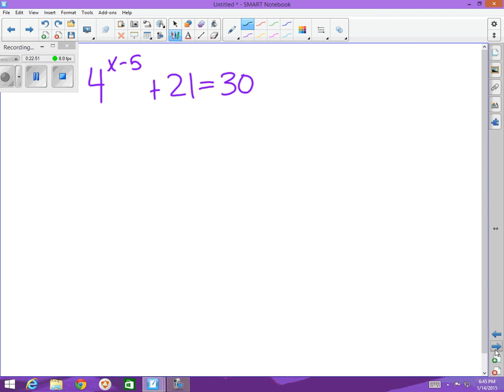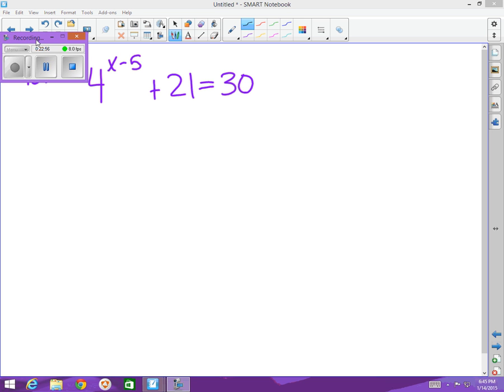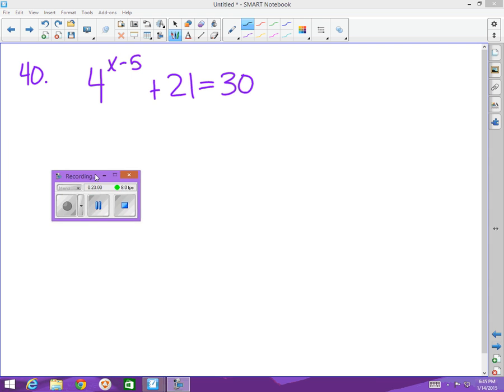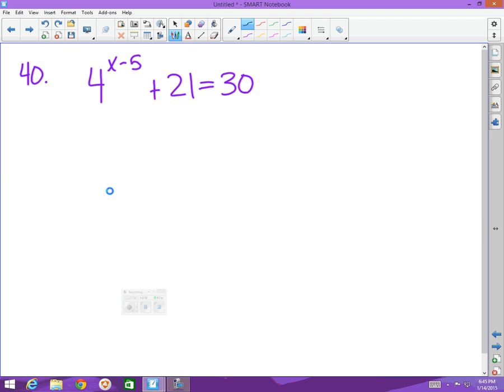All right, moving on to the next one. I think we have to solve this equation. Yes, we do. It's number 40. All right, so to solve this for x, got to isolate, get the variable by itself. So the first thing we have to do is subtract 21. And then you have 4 to the x minus 5 equals 9.